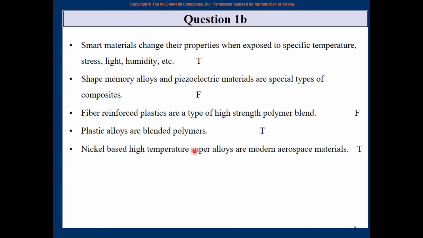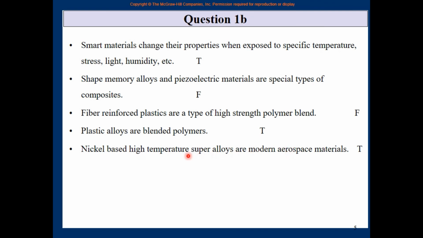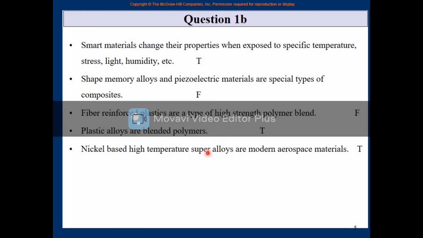Nickel-based high-temperature superalloys are modern aerospace materials. So without thinking, right, aerospace materials, in aircraft, in rockets, and those type of things. So nickel-based and high-temperature superalloys. Superalloys already mean that they have very special strength and hardness and toughness and so on. And if they are also high temperature resistant, then yes, in aerospace, they will be definitely used. So this sentence is obviously true.